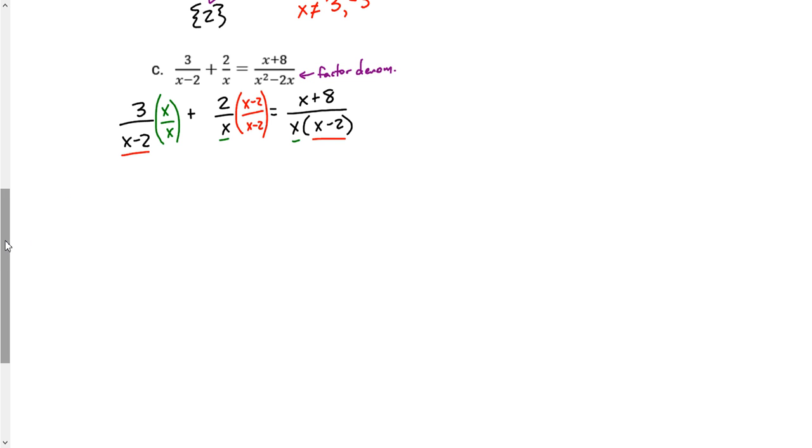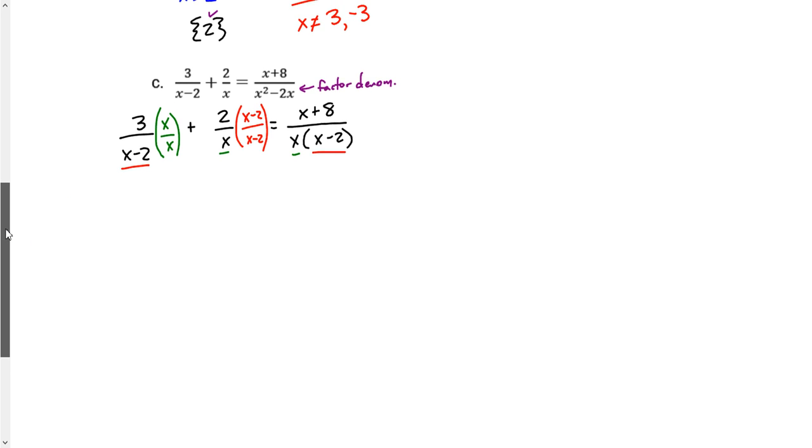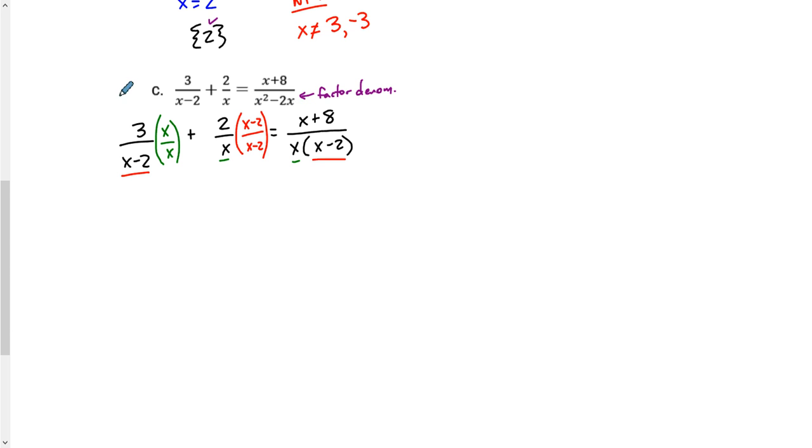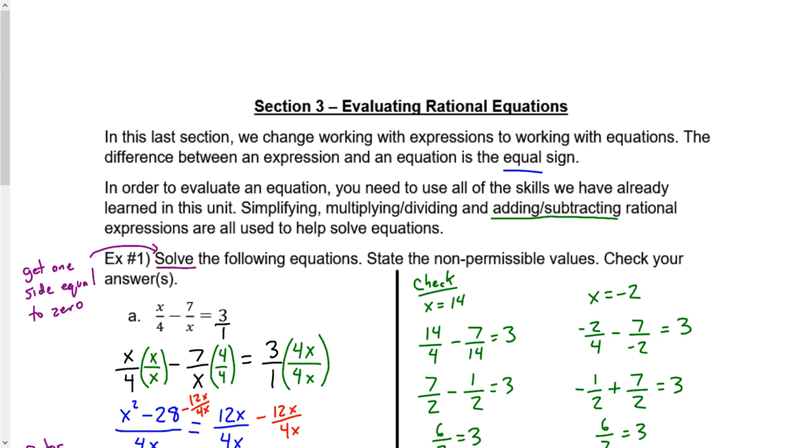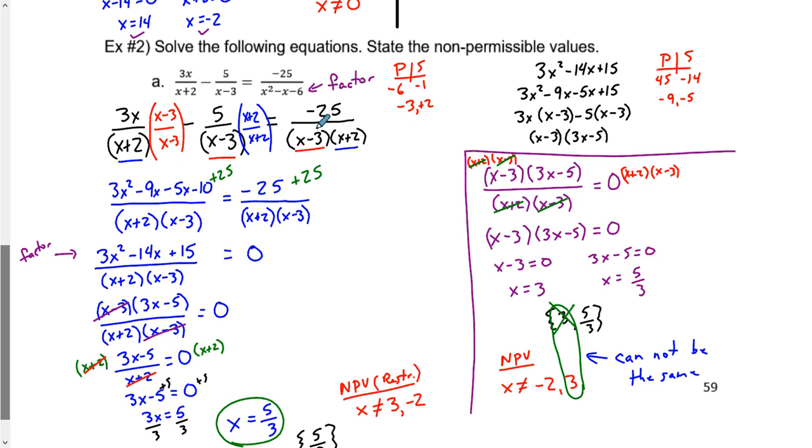I'll give you a hint, especially when you have different factorings like this, or like this. 99 times out of 100, this denominator is going to factor as these.